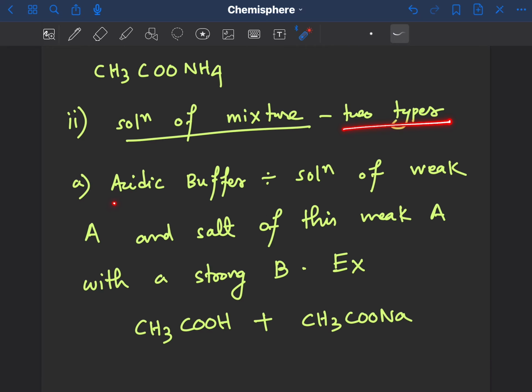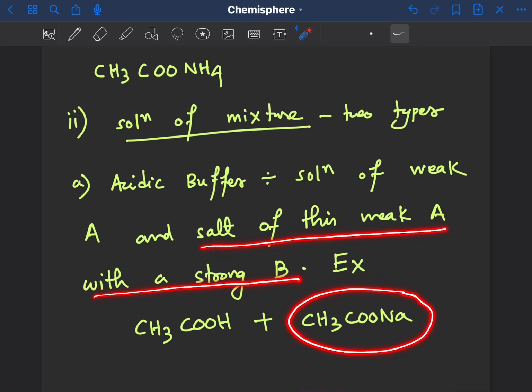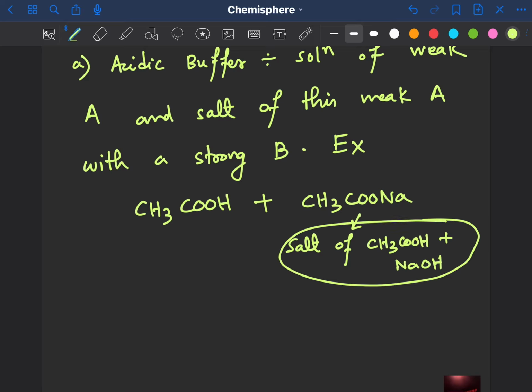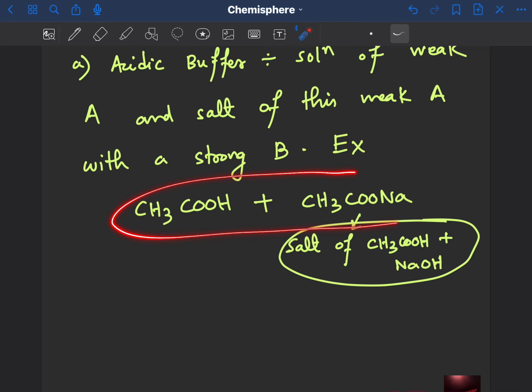So under the solution of mixtures, the first is the acidic buffer. An acidic buffer consists of a solution of a weak acid, for example CH3COOH, and a salt of this weak acid with a strong base. You can see this is a salt of CH3COOH with a strong base NaOH. So these two are a mixture and they will form an acidic buffer.